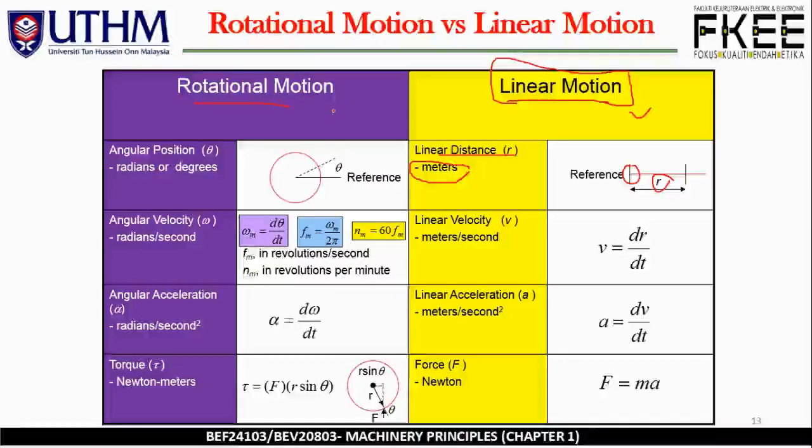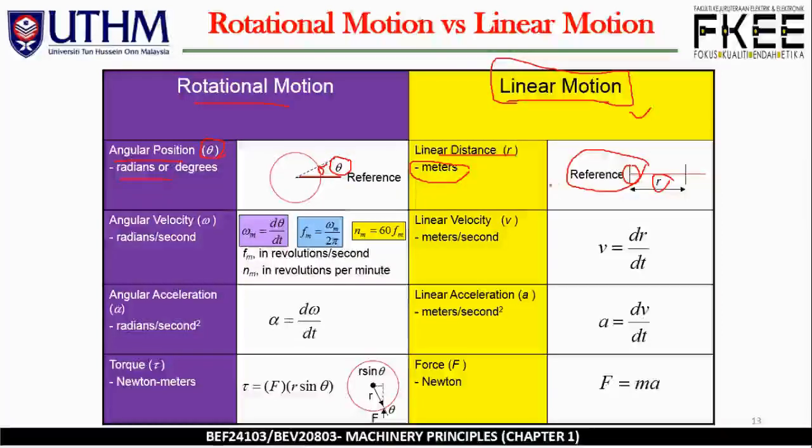When we come to rotational motion, the similar displacement now becomes an angular position, theta. So no longer meters, it's theta, since it spins or rotates, in radians or degrees. Similarly, we have the reference, and we have a displacement in rotation from here to here, represented by theta, the angular position.